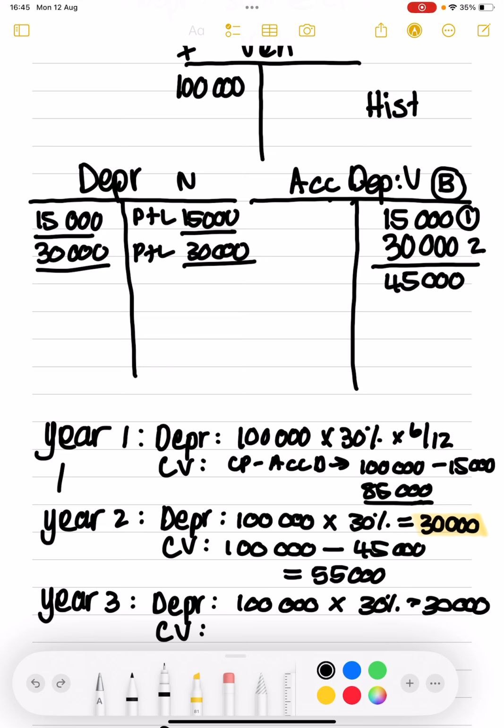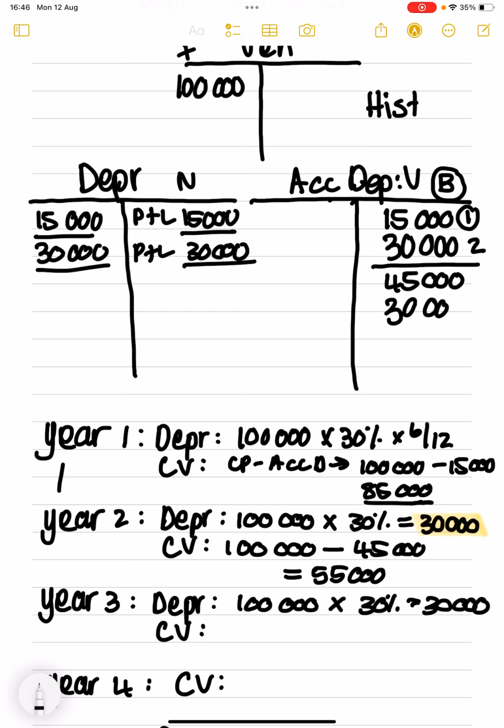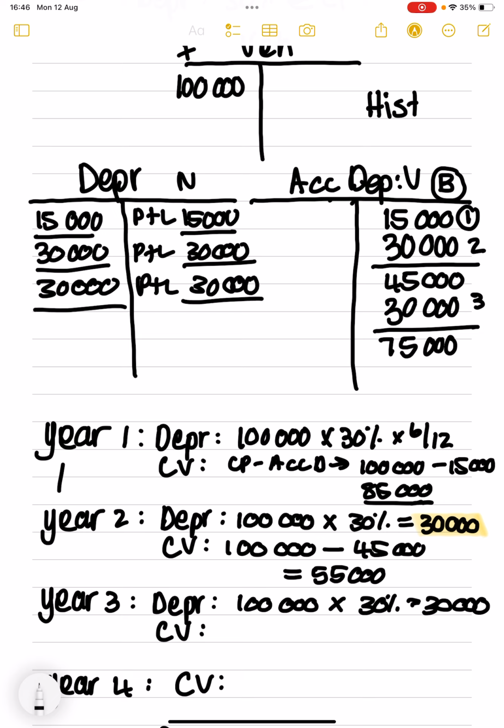Okay, let's go back to the calculation. So now if I want to calculate the carrying value, another 30,000 is added, so let's add my 30,000 for year 3, bringing the total depreciation at the end of year 3 to 75,000 Rand. If I make my double entry of year 3, it's 30,000, close it off to profit and loss, because this is an expense that I use to calculate my profit.